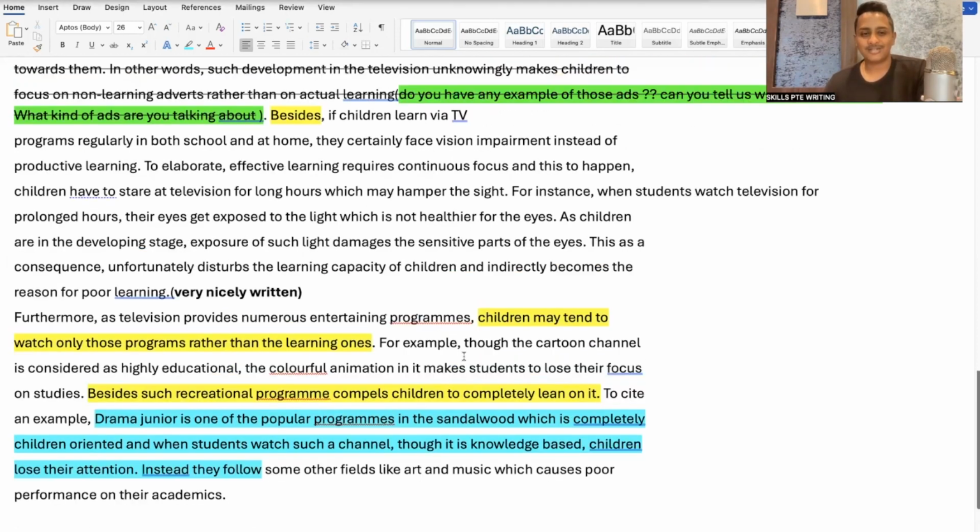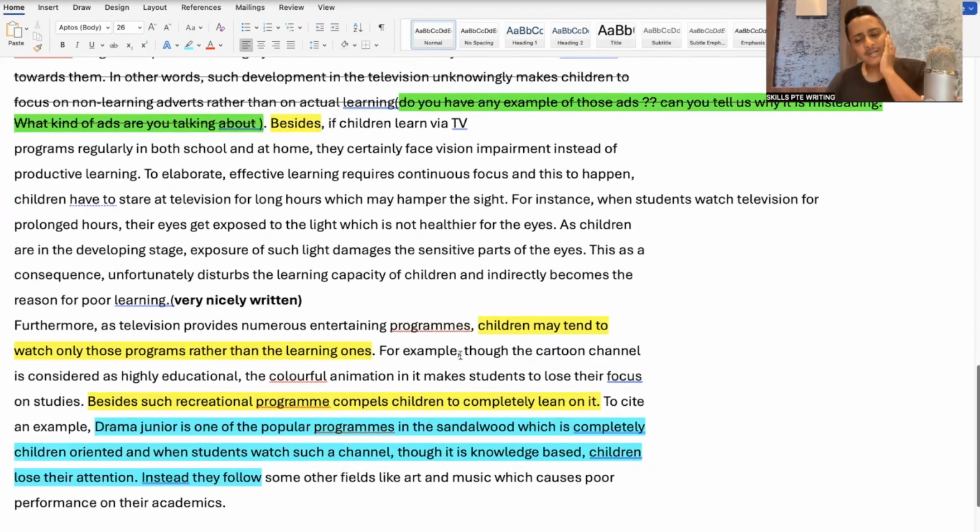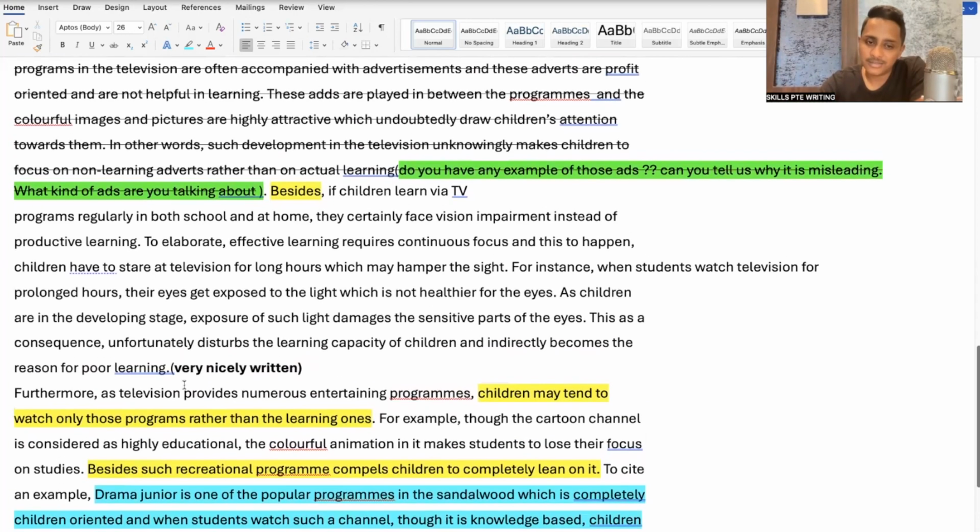Any doubts? Essay looks good. See, grammatically, the essay is really good. Vocabulary wise, it's really good. Means English is fine. Ideas probably could have been better in the third paragraph. Coherence and cohesion were really exceptionally written here.